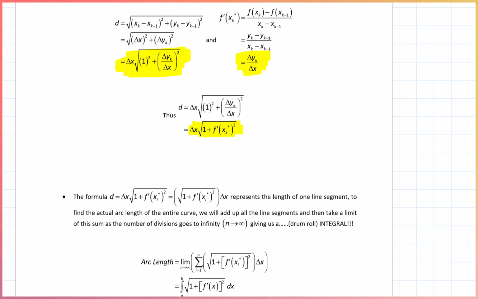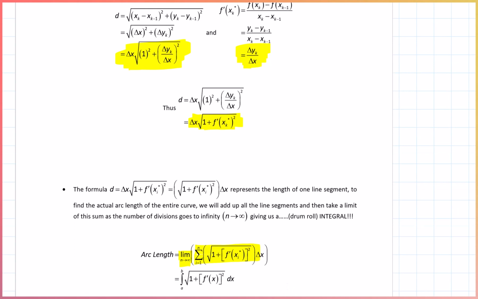But again, remember, we're going to add up all of those line segments and take the limit as we go to infinity. What that does is give us an integral. So our arc length formula is an integral from a to b of the square root of 1 plus the derivative of f of x squared dx. Let's go over and summarize all of these in a single formula.